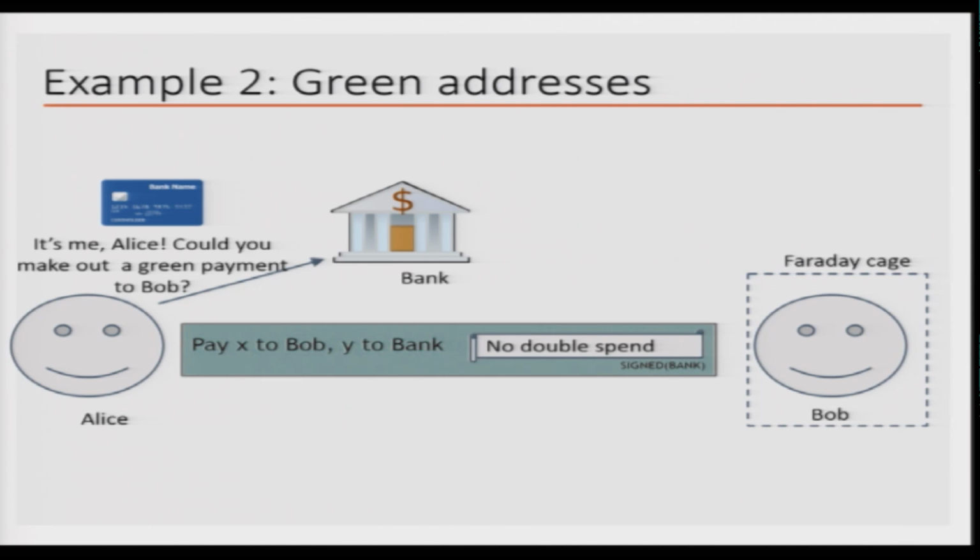So, what it does is it puts a transaction that pays X to Bob and Y to the bank. The Y to the bank part is maybe for fees that it charges Alice or whatever, and then Alice will make a transaction with the bank to settle this, and then it gives a guarantee of no double spend, because Bob actually does not know Alice well.